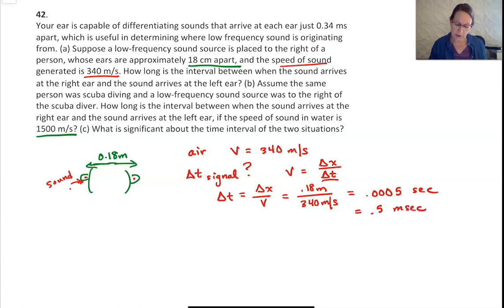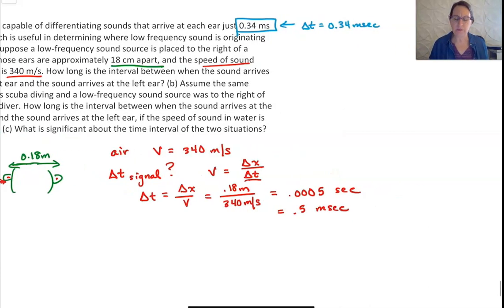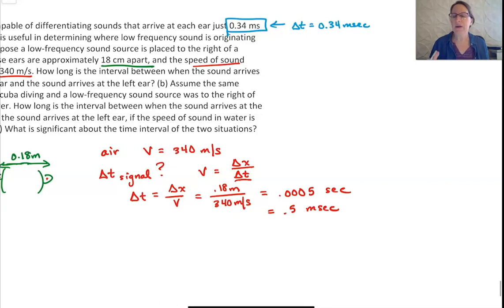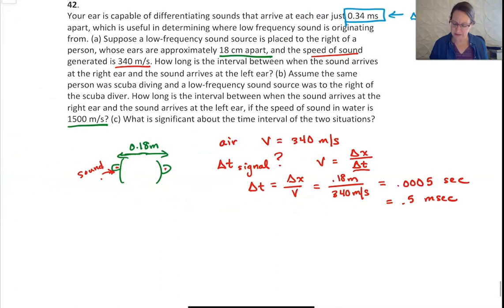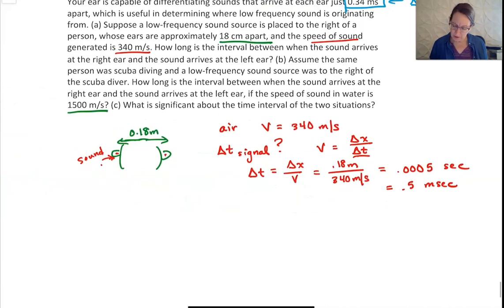Now, it turns out that we're reasonably good at differentiating sounds that come at that speed. This is what this first thing says. It says that we're pretty good at telling the difference between things on this scale of delta t. But if it's going to be faster than that, then we won't be able to tell which ear things came from. So that's what's going on in air.